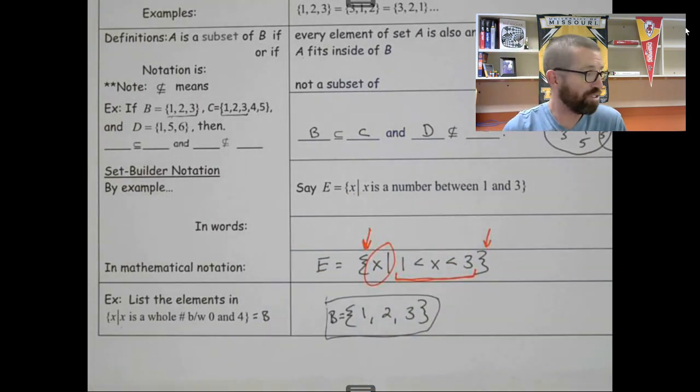Okay, so that's a little bit about sets. We're going to continue diving into this going forward, but that'll get you started on some of the notation and some of these definitions.